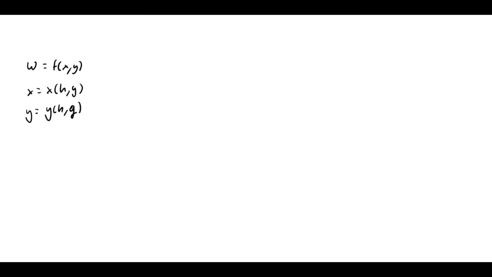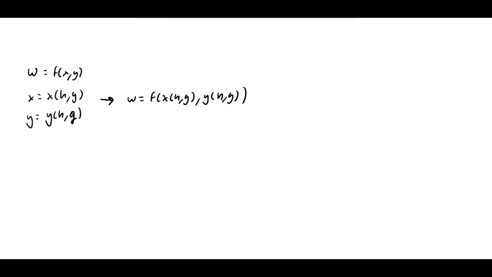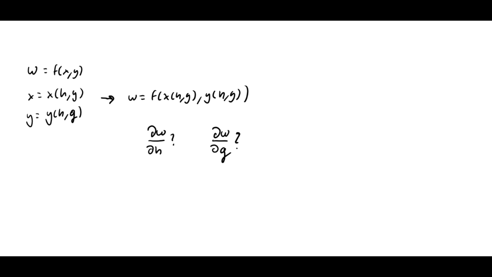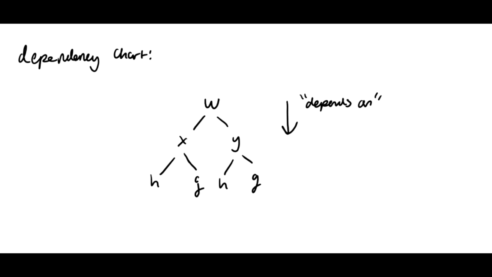Let's say we have a function w equals f of x, y, where x equals x of h, g and y equals y of h, g. So then w equals f of x of h, g, y of h, g. The question is, how can we find the partial derivative of w with respect to one of those fundamental variables, h or g? First, let's make a visualization to more easily understand the situation.